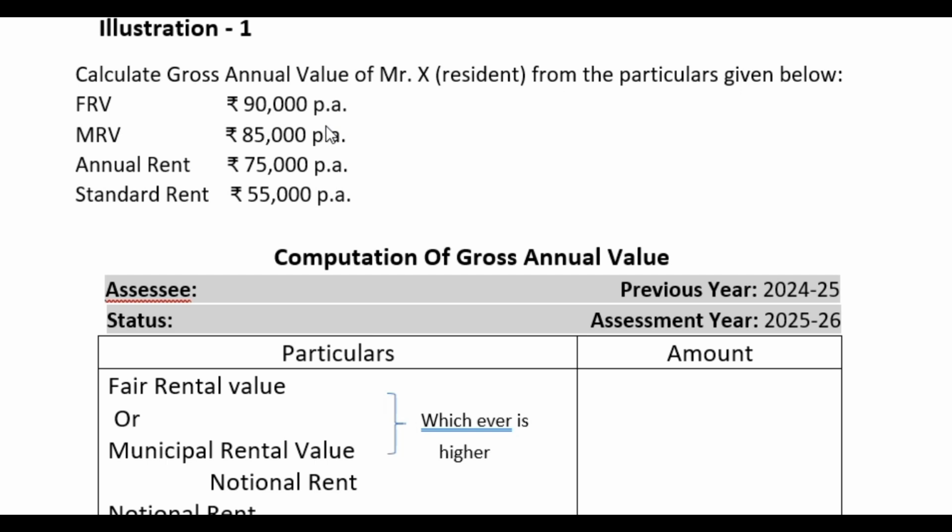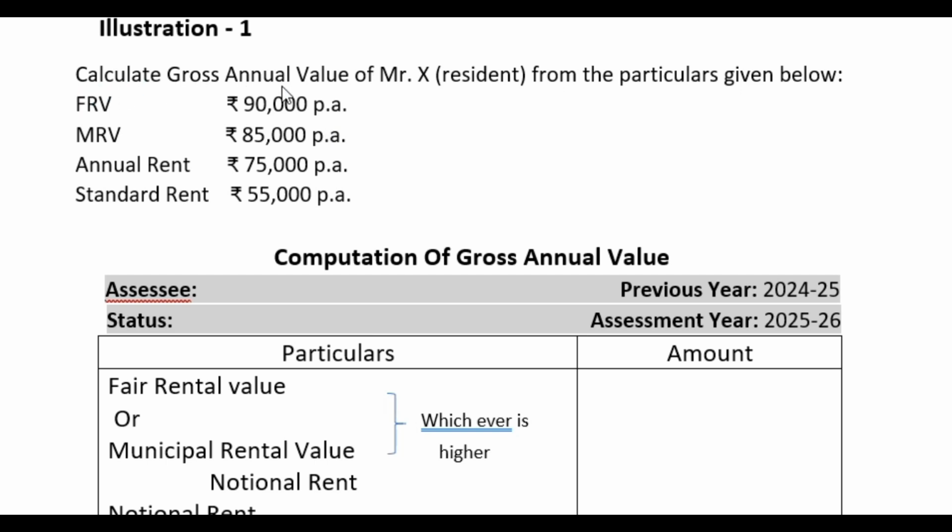In the last video, we learned the basics of income from house property and also discussed the format. Today, we are going to start with the first illustration so that you can understand how to solve the sum step by step. Let's begin. You all can see illustration 1.